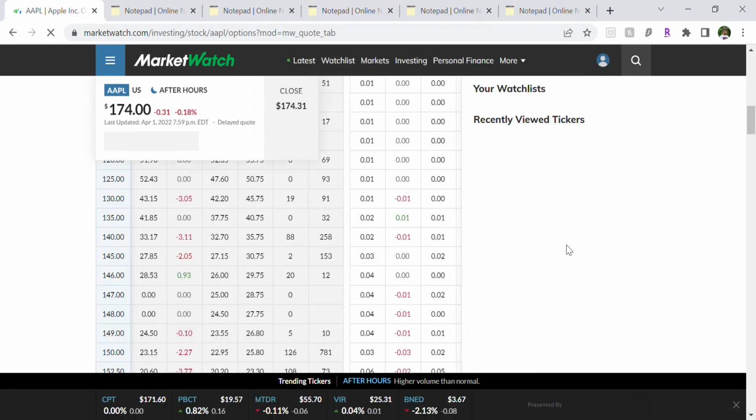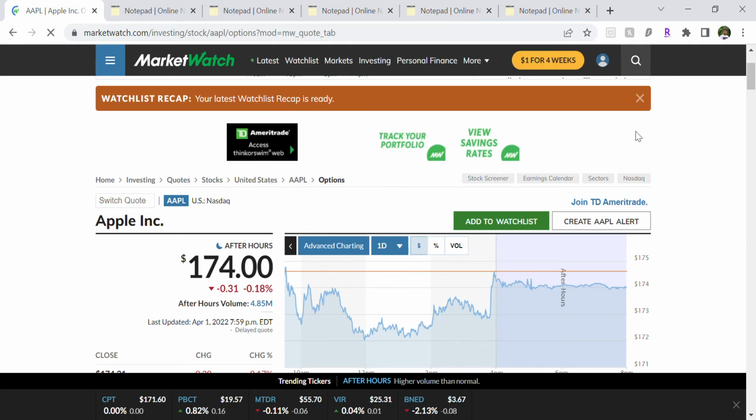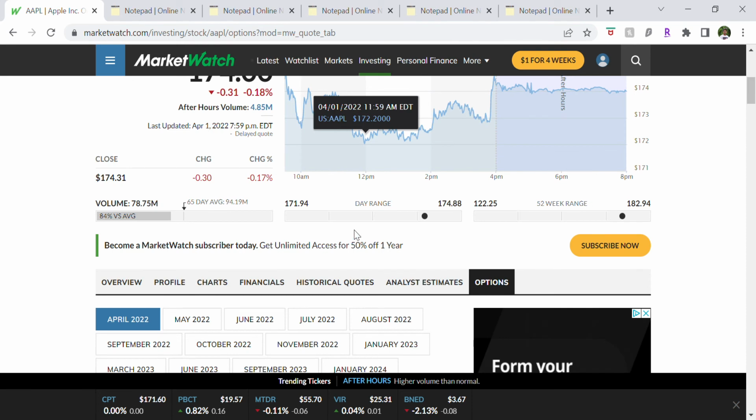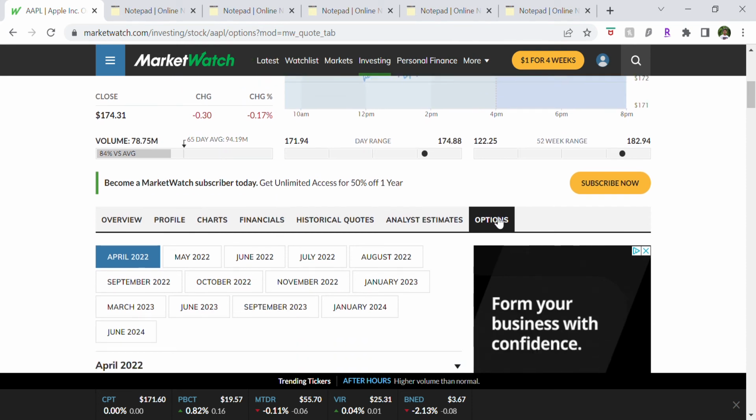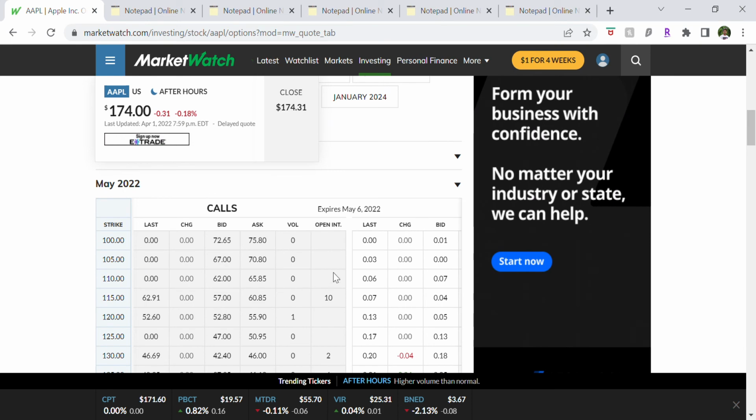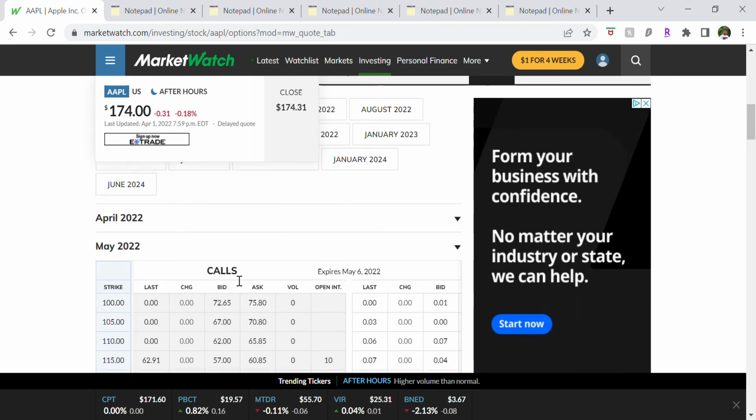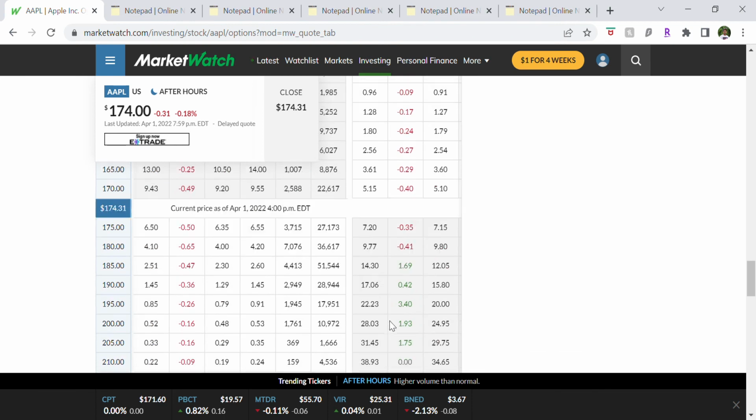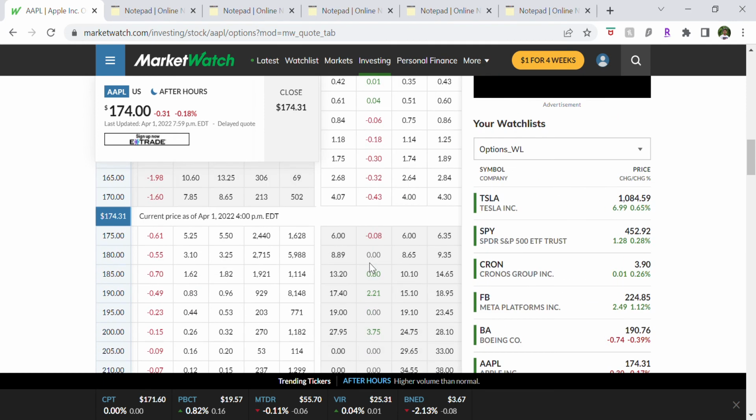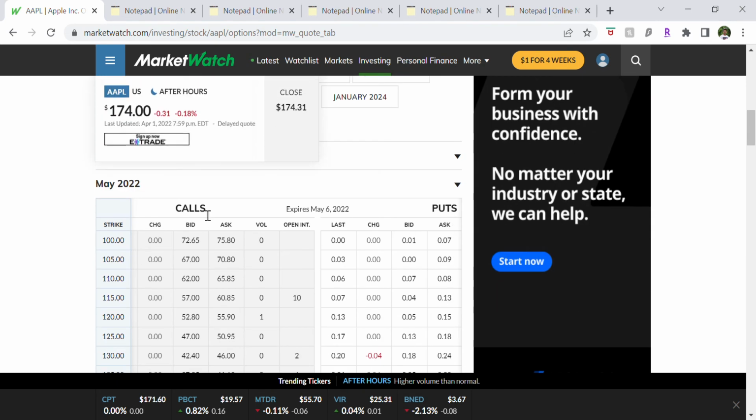I have opened marketwatch.com. If you create a login over here and search for a stock, here you have a search button. You can search for the stock. In this you can click on options. There is a button for options. And then I will go to May options. This will list both types of options, calls and puts. If I scroll to the side, you can see that puts will also appear. On the right side you have puts, and on the left side you have calls.